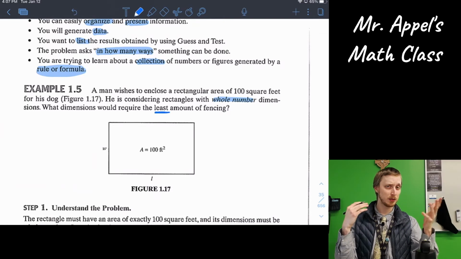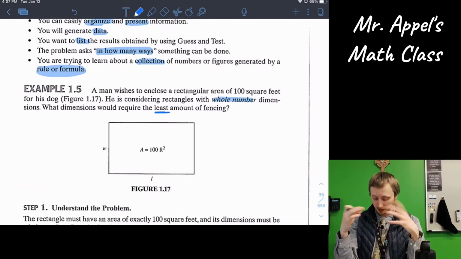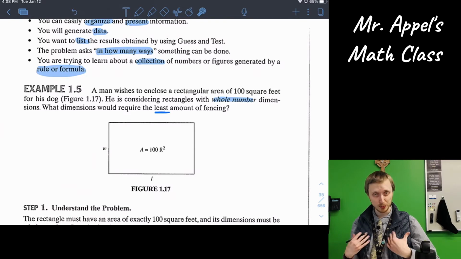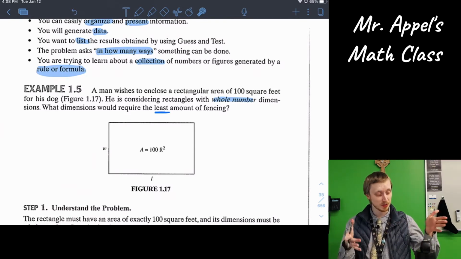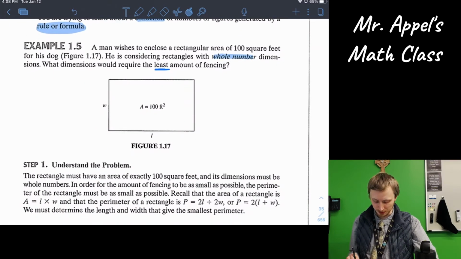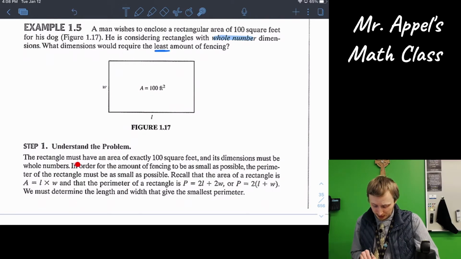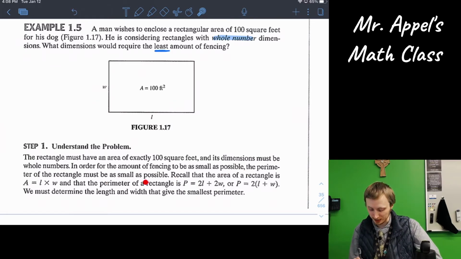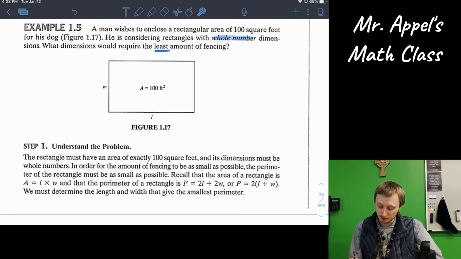You might recognize a similar type of problem from calculus, minimization problems. That whole number will make our job much simpler and also a lot more practical. I know if I was putting in a fence, I would not be trying to make it 15 2/3 of a foot long. It's very difficult to purchase supplies that way. So the rectangle must have an area of exactly 100 square feet, and its dimensions must be whole numbers. In order for the amount of fencing to be as small as possible, the perimeter of the rectangle must be as small as possible.